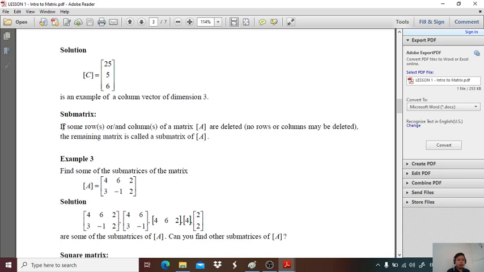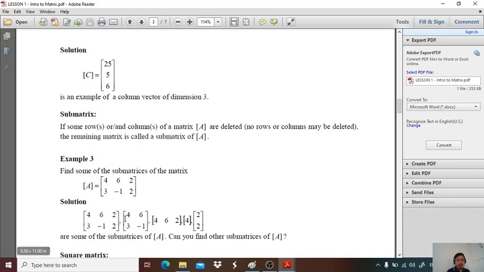It says that if some rows and or columns, meaning you can delete some rows and columns at the same time. So let's say, for example, this is a submatrix itself if you are not going to delete any of the rows or columns, so that is a submatrix.